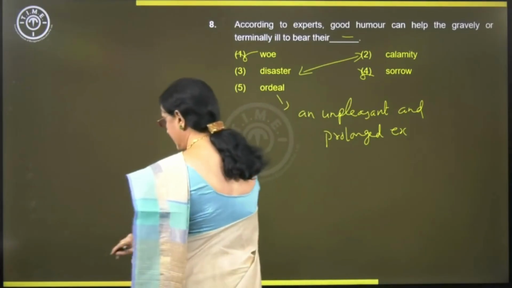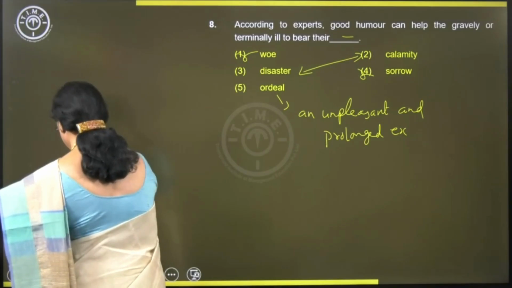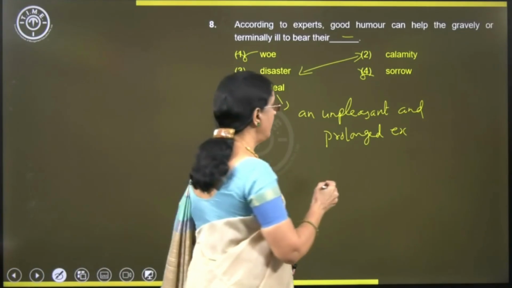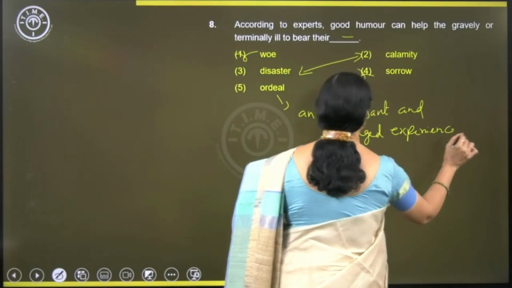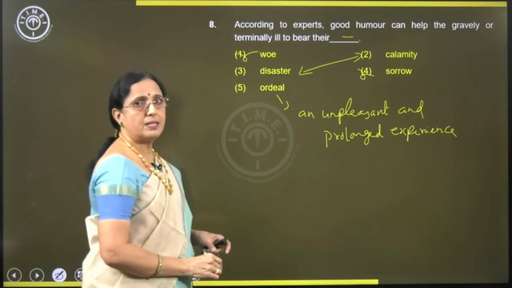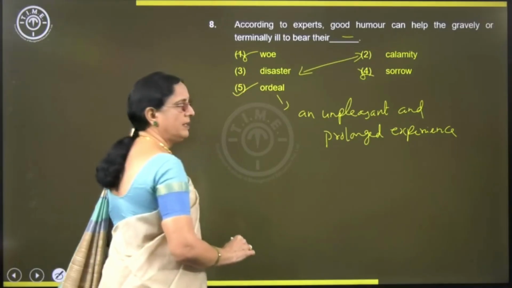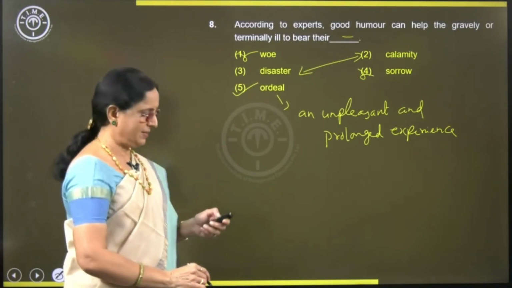Prolonged experience. Right. An unpleasant and prolonged experience. Is that clear? So, what's the answer? Sorrow eliminated, calamity, disaster eliminated, ordeal is the appropriate word. But for that, you should know the meaning of the word.